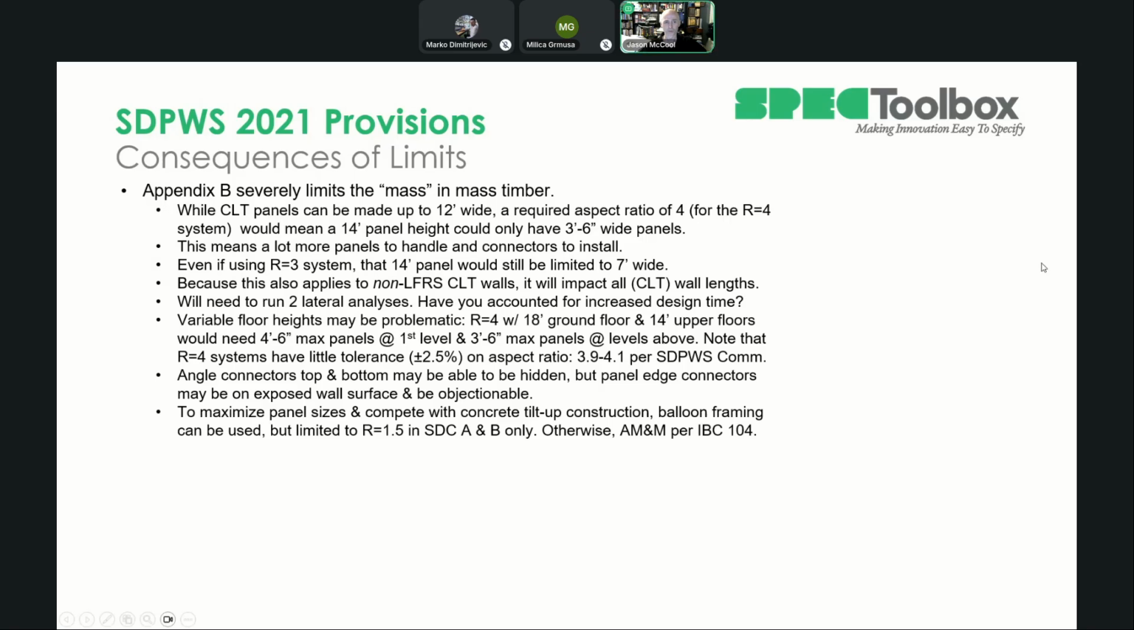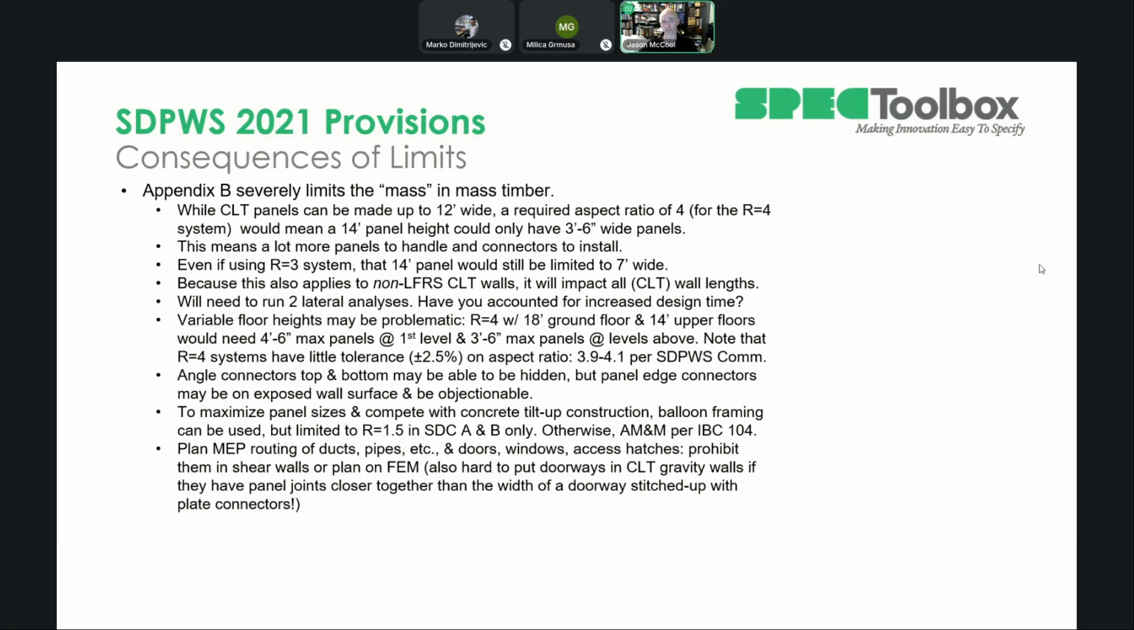And then we like to maximize these panel sizes, especially if you're trying to compete with concrete tilt-up. So balloon framing is great for that, but you're going to be limited to R=1.5 in design categories A and B. Otherwise, you're going to do alternate means and methods approval with your local building authority.